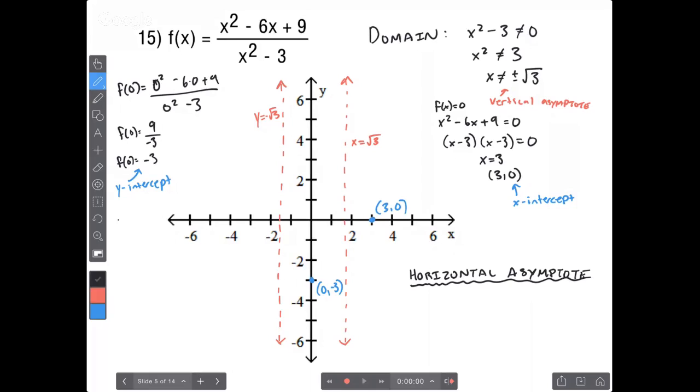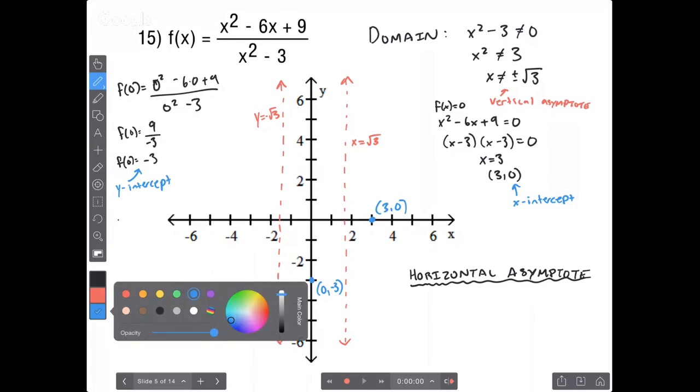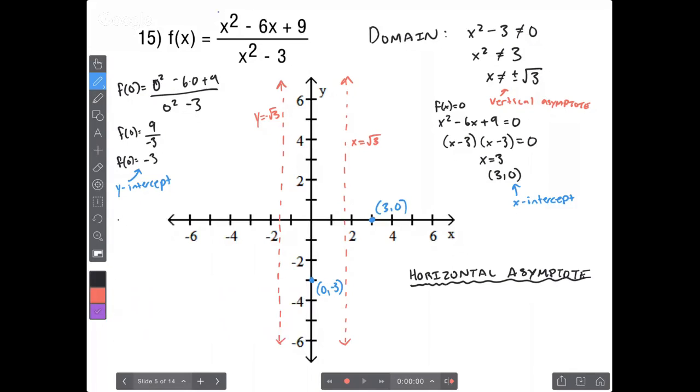Okay, so we have the same degree of the numerator and the denominator. I can see that there's a 1x squared here and a 1x squared here. So I'm looking at 1 over 1 equals 1. So we've got a horizontal asymptote at y equals 1. So I'm going to go ahead and sketch that in. Y equals 1.